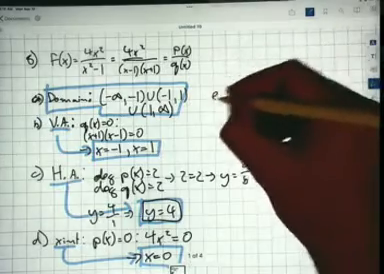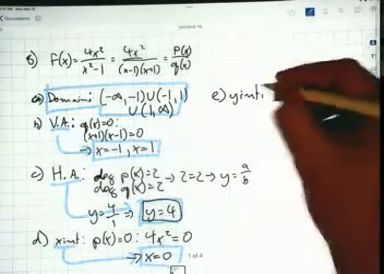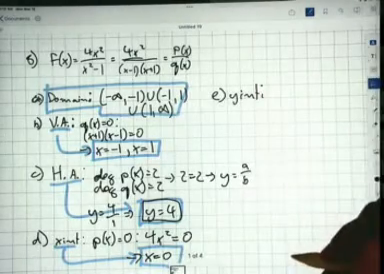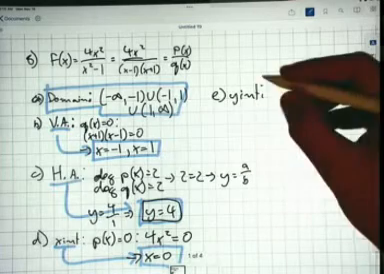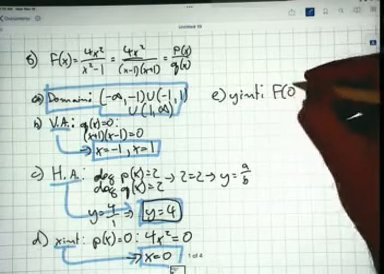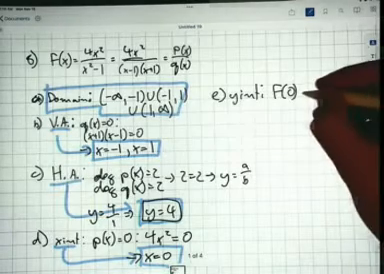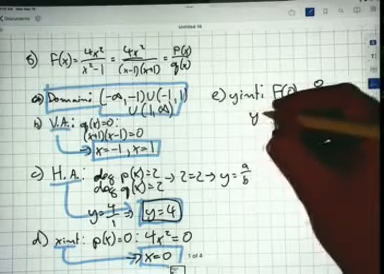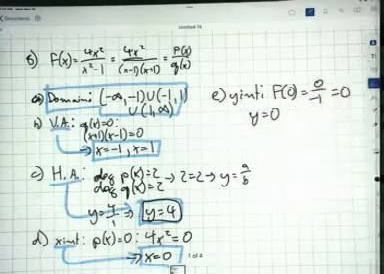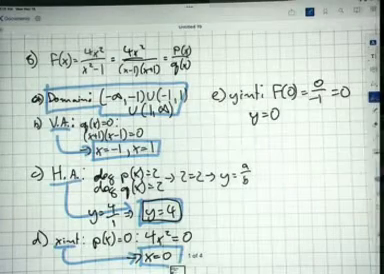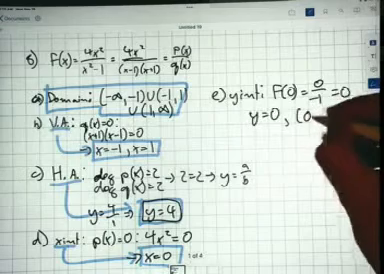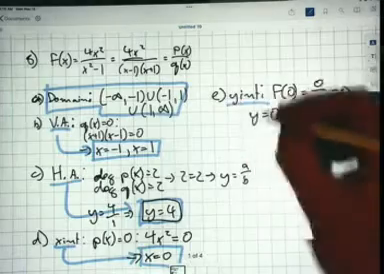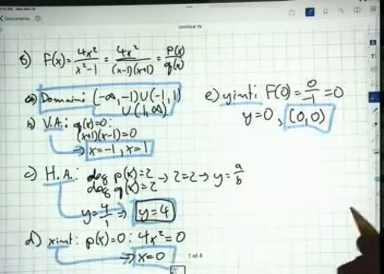Which, for part E, I can tell you right now, since I have an x-intercept at 0, I'm going to have a y-intercept at 0. So I know that this is going to be 0, but just for purposes of showing it, you evaluate the function at 0. That's going to give you 0 over negative 1, which is 0. So that means y equals 0. That is our y-intercept. Really, you should put it as a coordinate point, just like this.